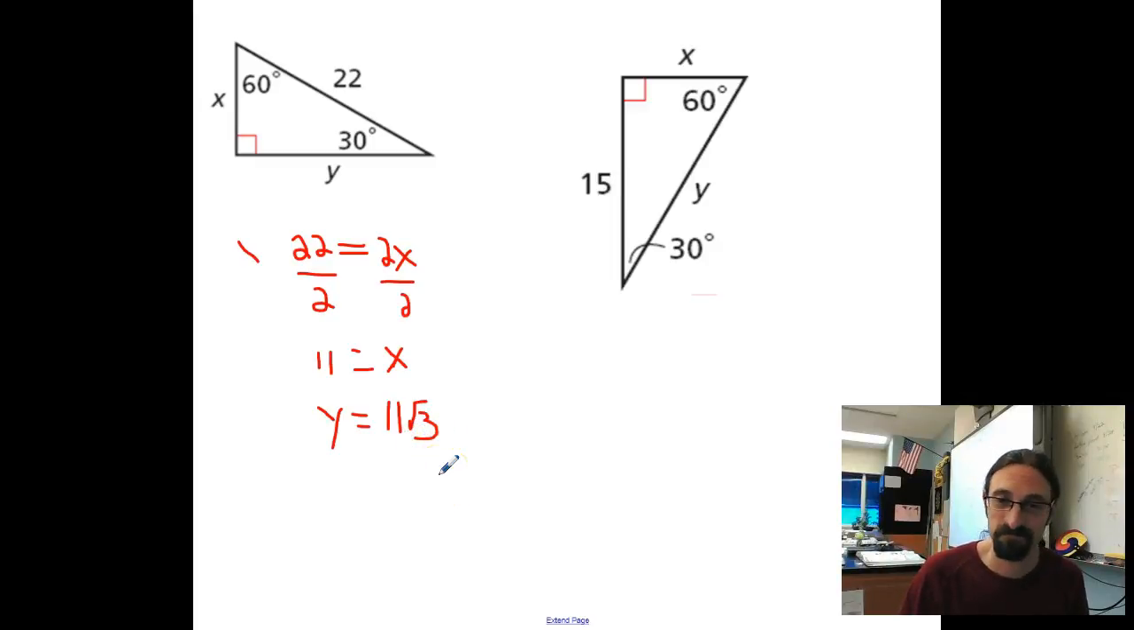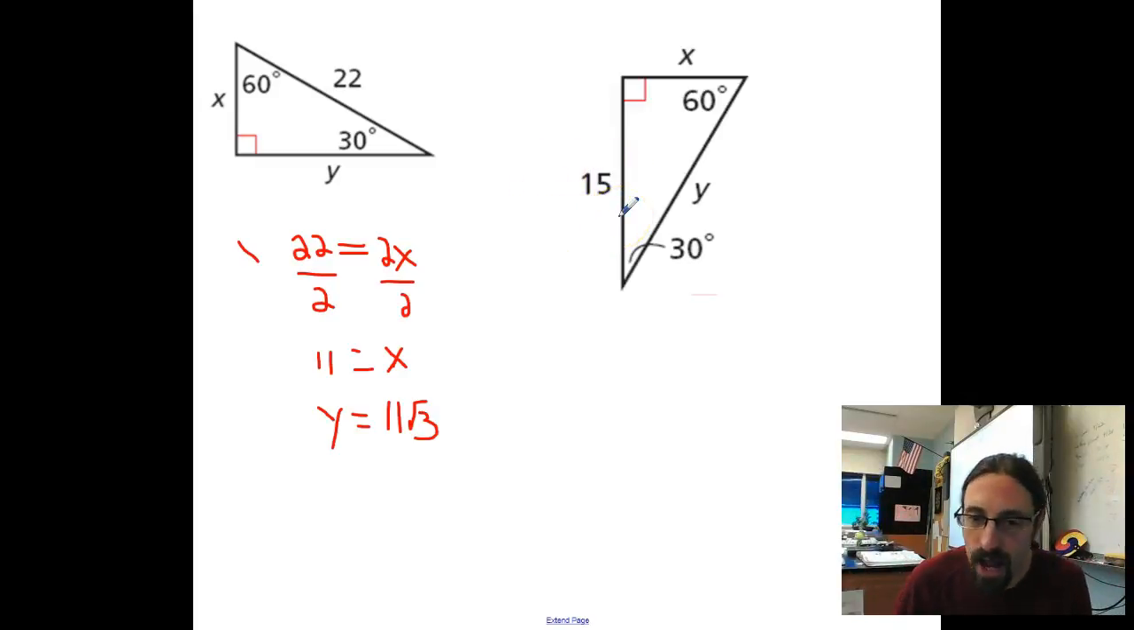That's it. You're done. You've simplified it completely. I know x is 11 and y is 11 square root of 3. Now on this one here, again, I know it's a 30, 60, 90. That's wonderful. Ooh, I know this is 15. They gave me the long leg. Oh, they're making me do the work.